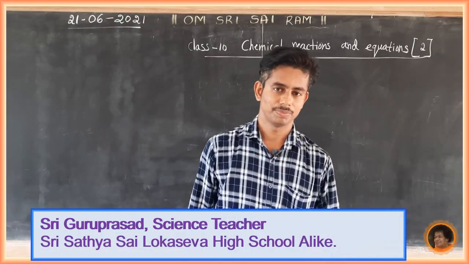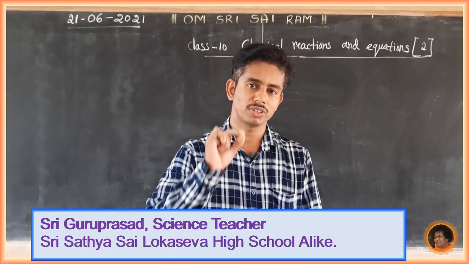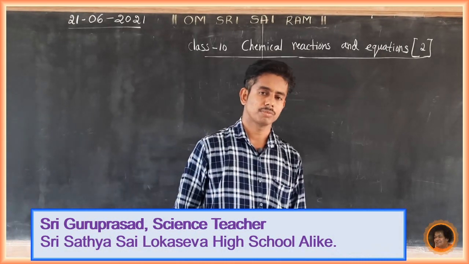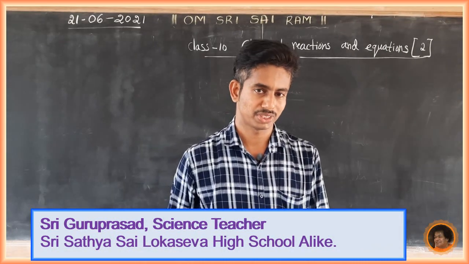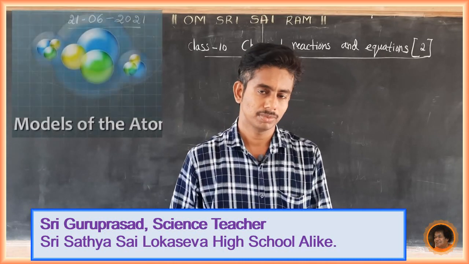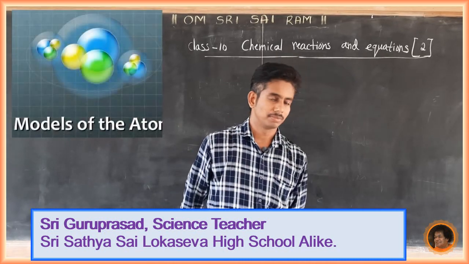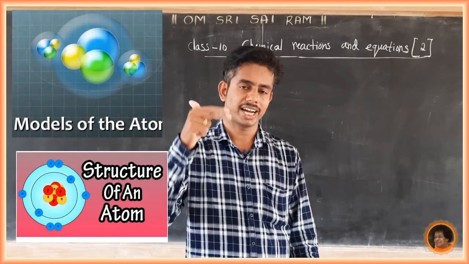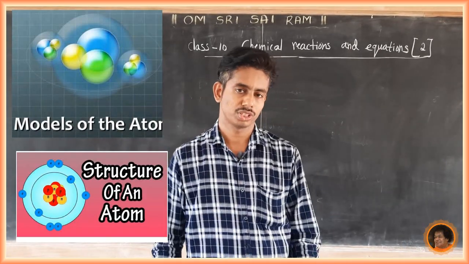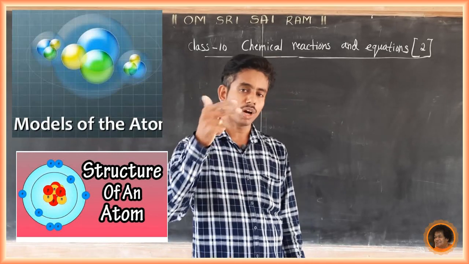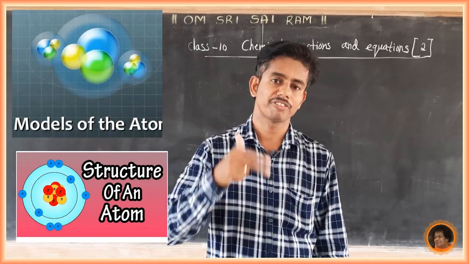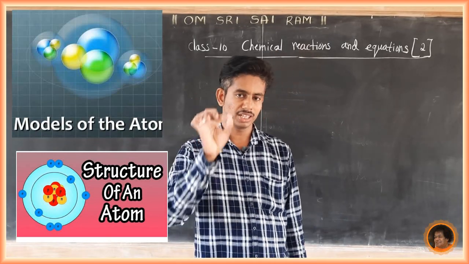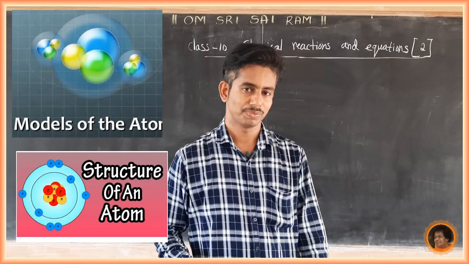Om Shri Sai Ram. In the previous class we discussed chemical reactions and equations and some basic science concepts like the structure of atom. An atom contains protons, neutrons and electrons. Electrons revolve around the nucleus in different shells. There are totally 4 shells: K shell, L shell, M shell and N shell.